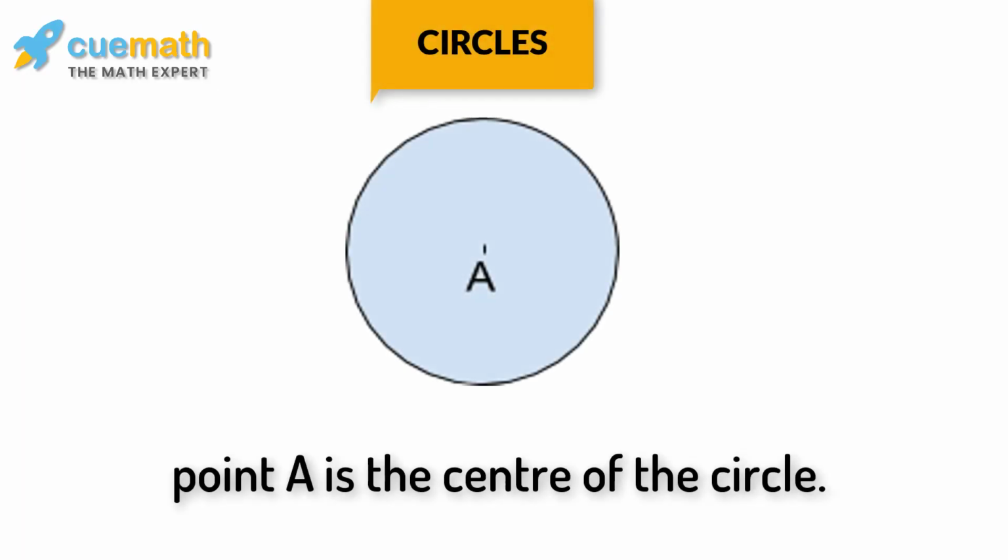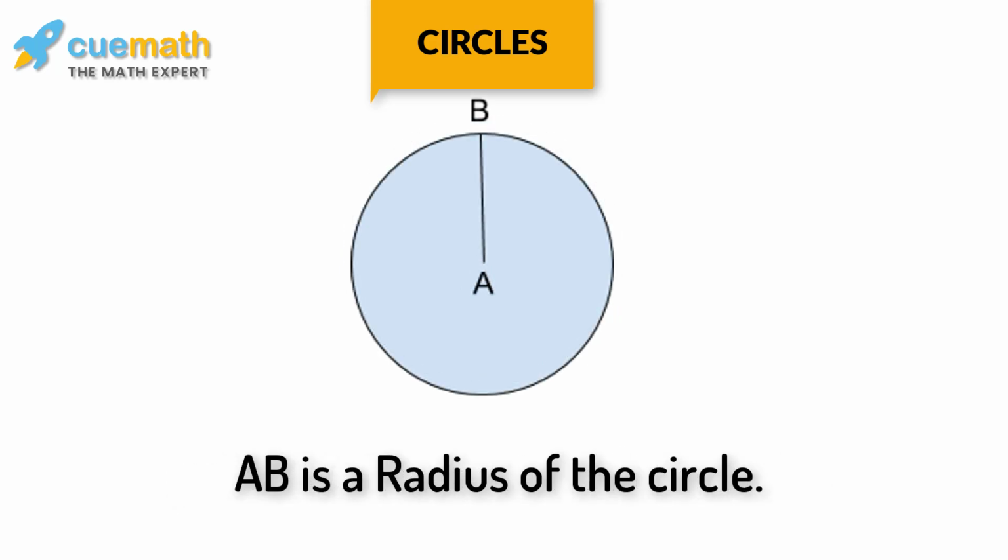Look at the figure. Point A is the center of the circle. It is the fixed point from which the circle is drawn. AB is the radius of the circle. A radius is the segment that extends from the center of the circle to any point on the circle.